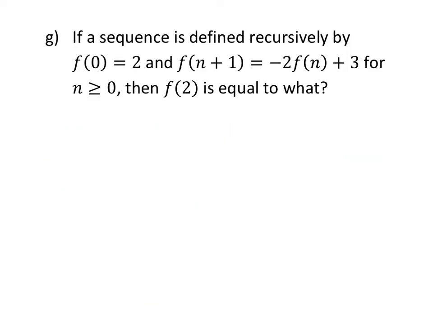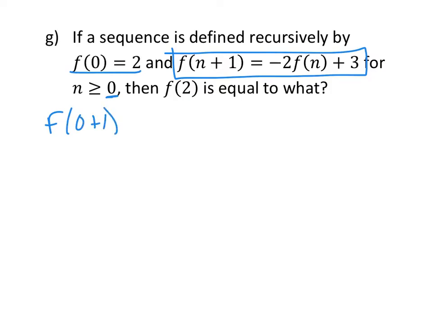Letter G. If a sequence is defined recursively by f of 0 equals 2 and f of n plus 1 equals negative 2 times f of n plus 3, for n is greater than or equal to 0, then f of 2 is equal to what? This is your formula right here. Okay? We know that f of 0 equals 2. So let's start with 0. F of 0 plus 1 equals negative 2 times f of 0 plus 3.